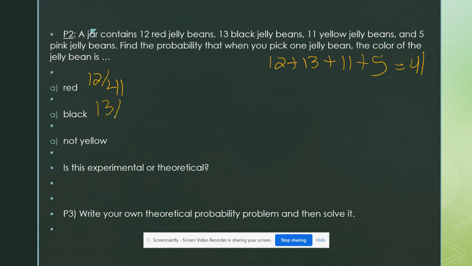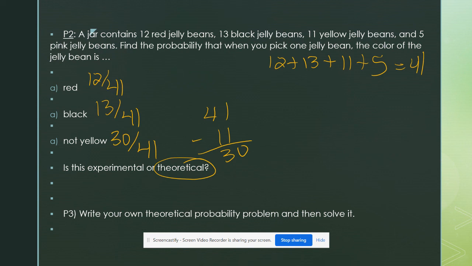Black, 13 out of 41. Not yellow. So if there's 11 yellow, then we take 11 from 41 and we get 30. So 30 out of 41 of them are not yellow.